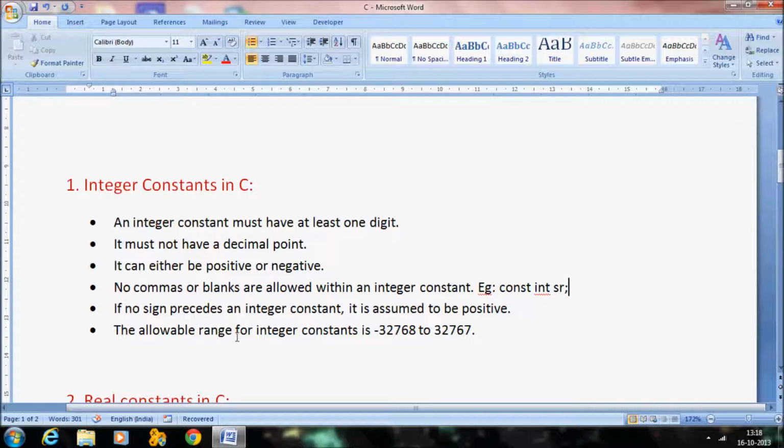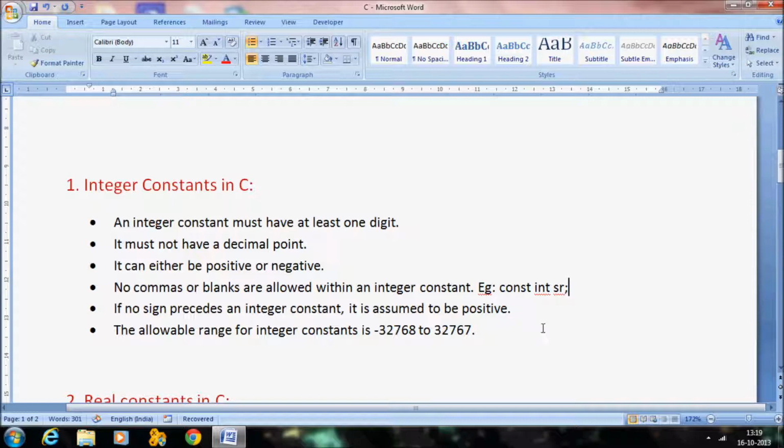The next rule is that if no sign precedes an integer constant, it is assumed to be positive. That means by default it is considered positive. If there is no sign, then it is considered positive. If there is a sign, it will be negative. The allowable range for integer constants is minus 32,768 to 32,767. There is a range for an integer constant. These are the 6 rules to follow while constructing integer constants in C.